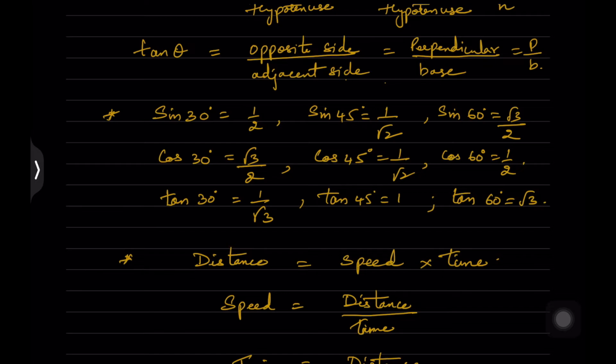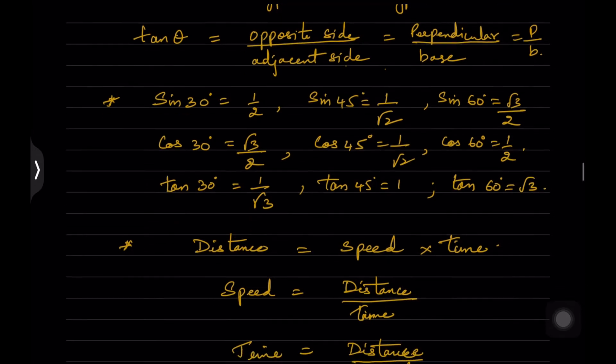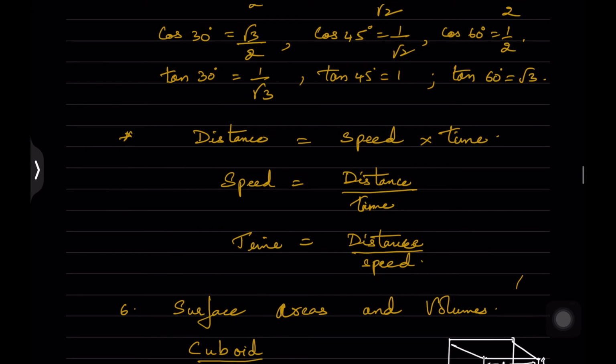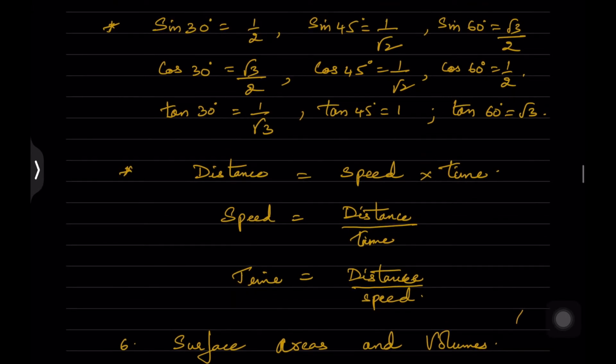Tan 30 is equal to 1 by root 3, tan 45 is equal to 1, tan 60 is equal to root 3. That is, tan can be found out. If you write sin and cos, you can find out all the trigonometric ratios actually. So sin by cos is nothing but tan. Now here you have some formulas which you have to remember. Distance is equal to speed into time, or speed is equal to distance per time, or time is equal to distance by speed. So these are the different formulas which we can use in some applications of trigonometry.